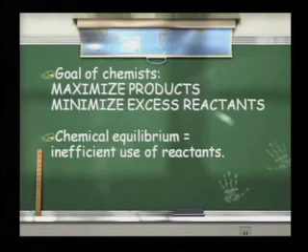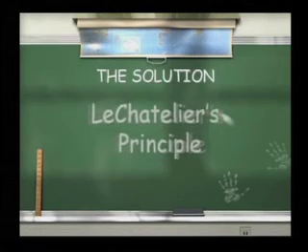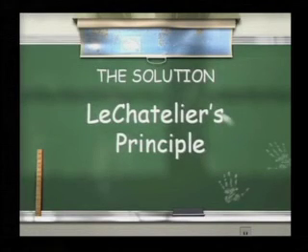The goal chemists always strive to achieve is to maximize the amount of products while minimizing the amount of excess reactants. Chemical equilibrium causes some challenges for chemists because there will be some reactants not converted to products. In other words, chemical equilibrium leads to inefficient use of resources. The solution for this predicament is the Le Chatelier principle.